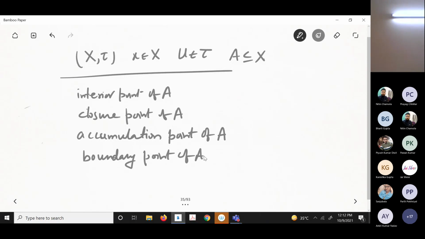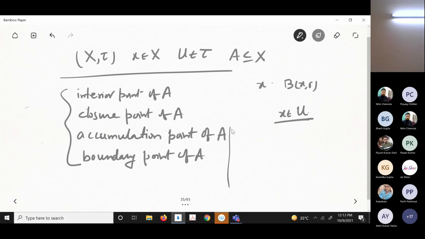Whatever definition you got in metric space, the same definition will work. The only thing is, if you have x, and you are calling it an interior point of A, closure point of A, or accumulation point of A, then instead of a ball B(x, r), you'll have to take an open set U containing x. Then U is called a neighborhood here. Same thing you will get here. And for theorem 3.2, I have given you the exercise. Same results will follow.